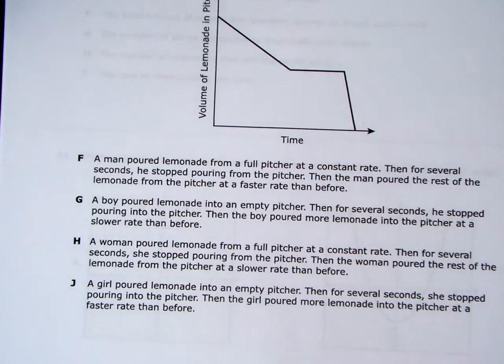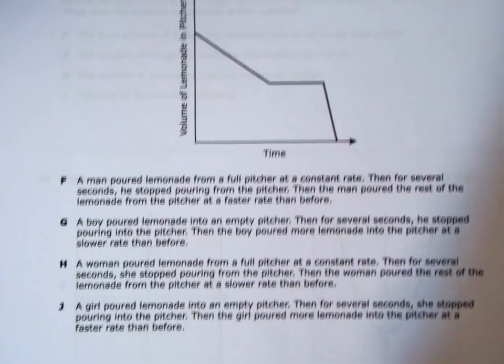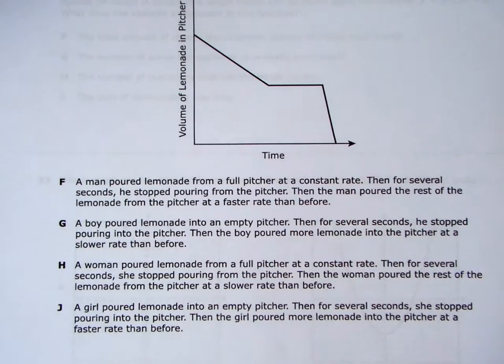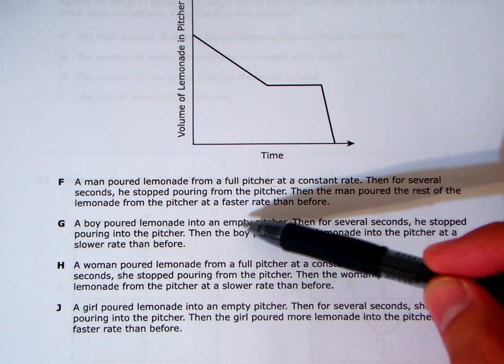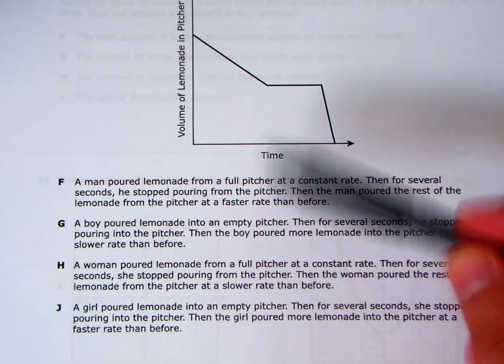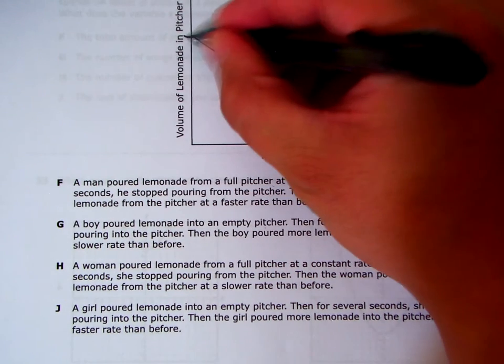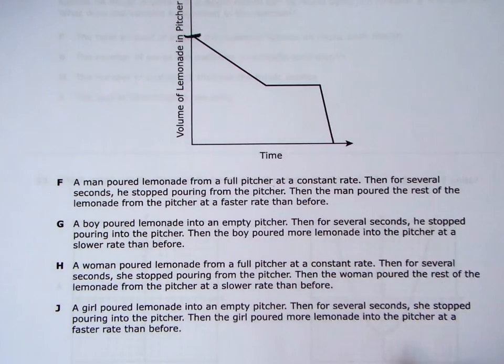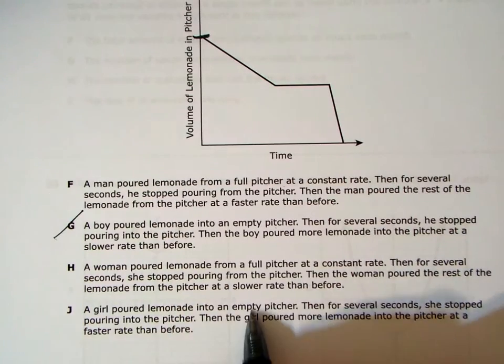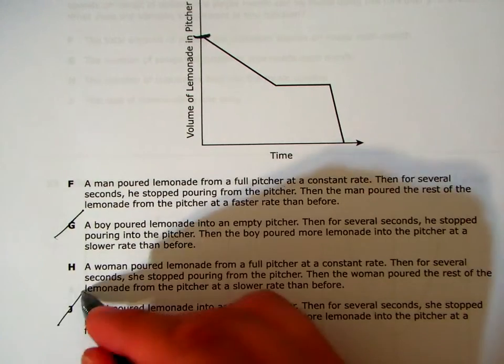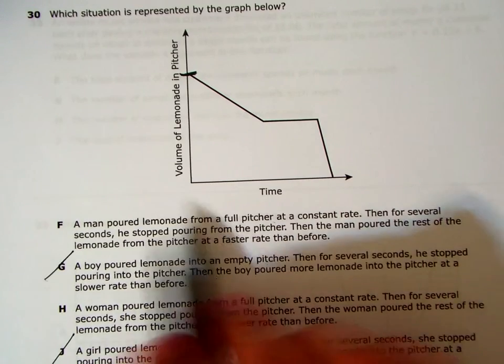Okay. So here it says a man poured lemonade from a full pitcher. Here it says the boy poured from an empty pitcher. But look, it just said to compare it to this, and this says that the pitcher's up here full. So it cannot be anything that says empty pitcher. See down here it says empty pitcher. Now let's see what it continues to say.